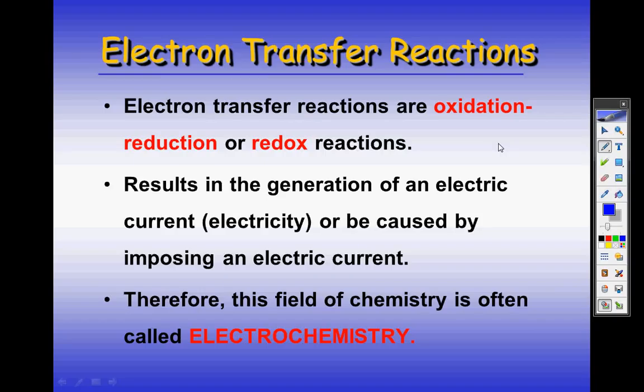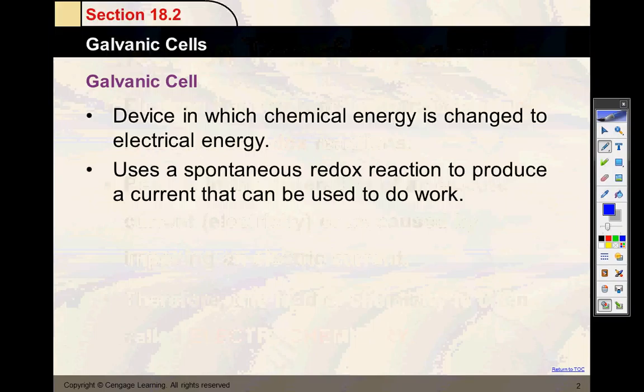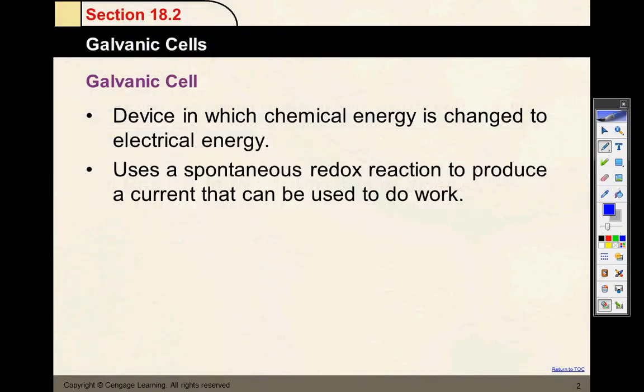Okay. Redox reactions caused by electrical current are called electrochemistry. So let's take a look at this. We'll get back to your other stuff in just a minute. All right. Galvanic cell: a device in which chemical energy is changed to electrical energy. It uses a spontaneous redox reaction to produce a current that can be used to do work.